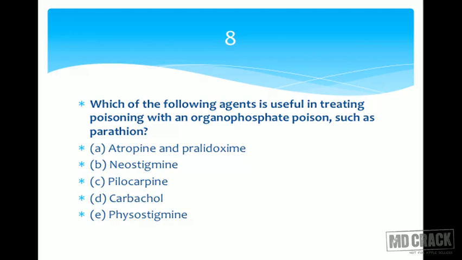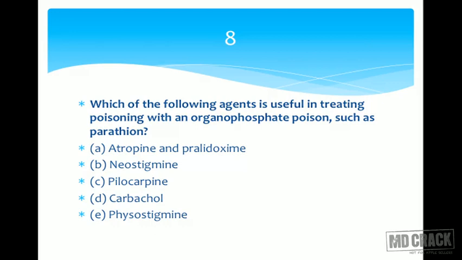Which of the following agents is useful in treating poisoning with organophosphate poison? Options: A. Atropine and pralidoxime. B. Neostigmine. C. Pilocarpine. D. Carbachol. And E. Physostigmine. So look, many drugs from the same system have come together, and we have to choose an odd man out which is looking different from all these drugs.